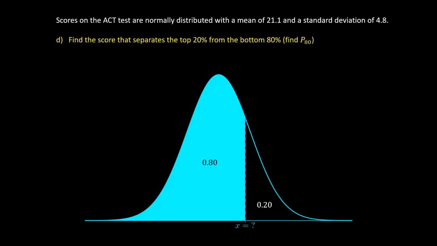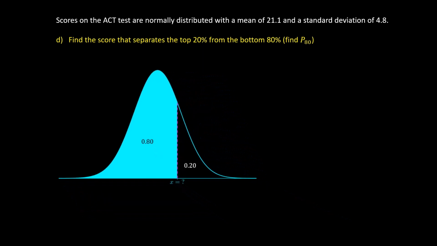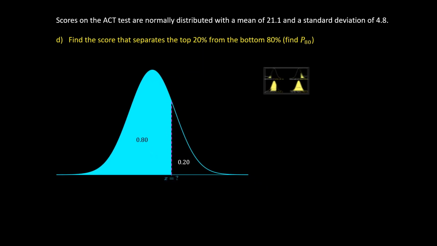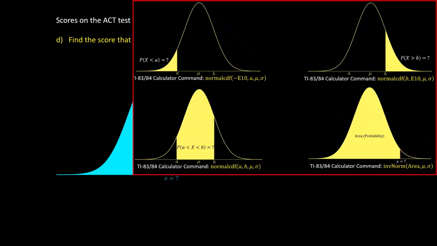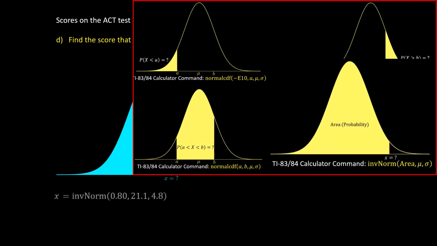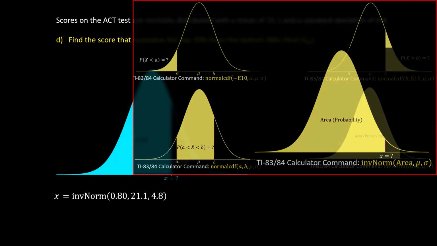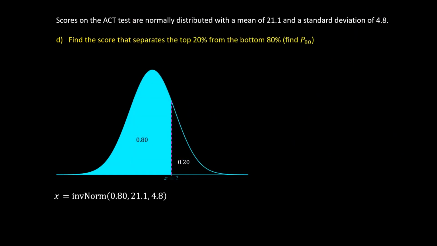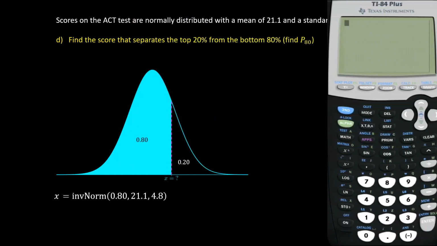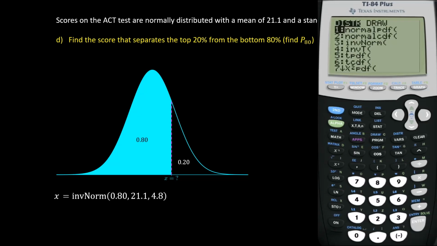Here we label the area to the left of the boundary line as 0.80, which means that the unshaded part is 0.20 because, again, the total area under the curve is 1. If we look at the chart, what calculator command do we use for this type of calculation? You guessed it, we use the inverse norm command. Remember that we get to the inverse norm command the same way we get to normal CDF by typing second, then vars, then select the third option.